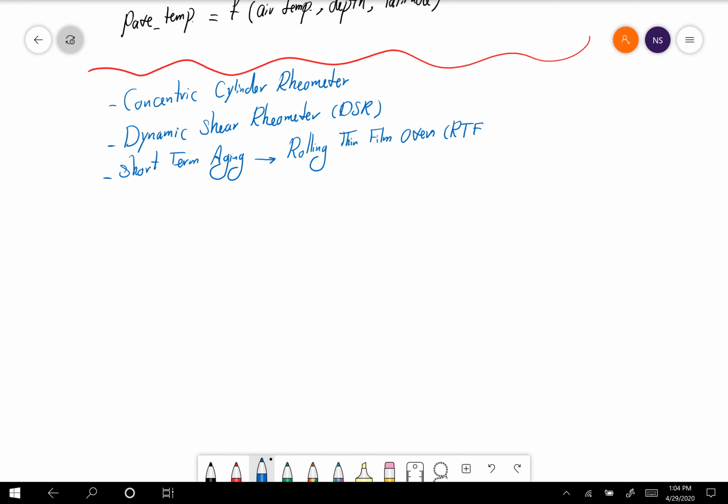And basically what it does, it simulates the aging process during the construction and mixing at high temperature. That's why we call it short-term aging. It simulates aging from hot mixing and construction.